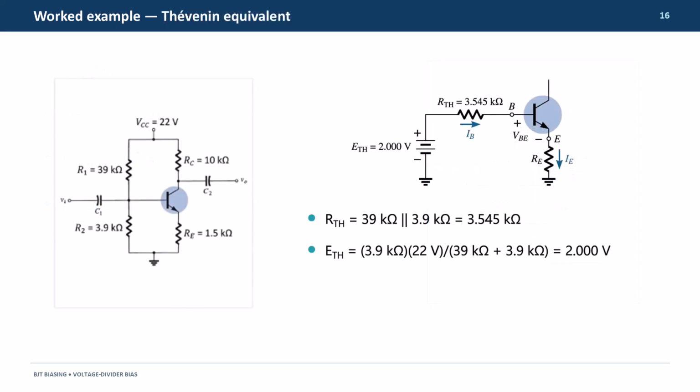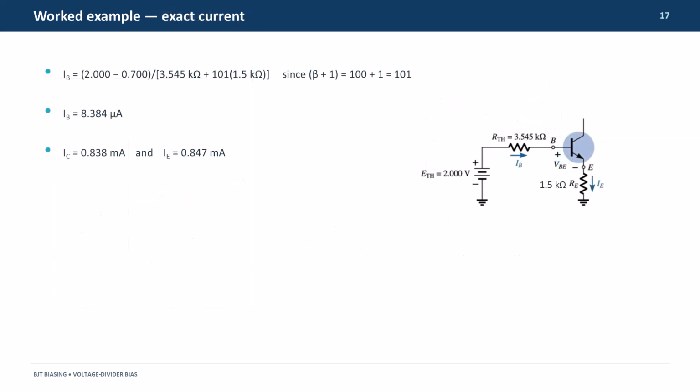The parallel combination of the divider resistors is 3.545 kilohms. The unloaded divider voltage is exactly 2 volts. These two values replace the original divider when we analyze the transistor input loop. Substituting into the exact base current equation gives 8.384 microamperes. Multiplying by beta gives a collector current of 0.838 milliamperes.